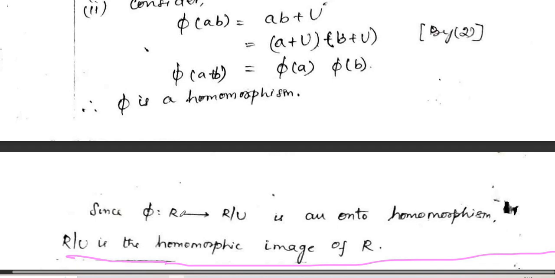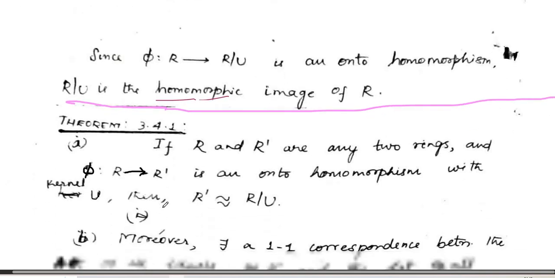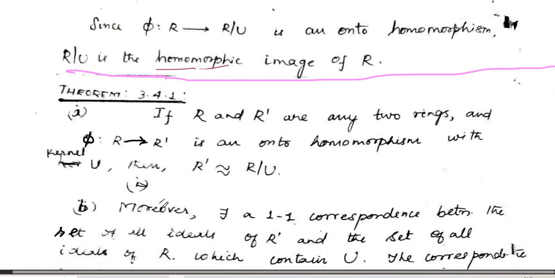Now, since phi from R to R mod U is an onto homomorphism, we conclude that R mod U is the homomorphic image of R. So in the next video, we will have the first isomorphism theorem for ideals and the second isomorphism theorem on ideals, of course, in the case of rings based on ideals.